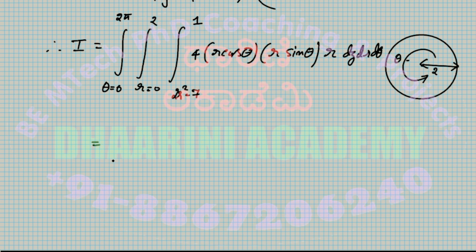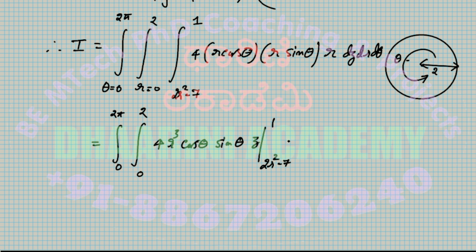Are you okay? Let's do the integration. So this is equal to the integral from 0 to 2 pi, 0 to 2. What happens when you integrate with respect to z? The terms remain as they are: 4r cube cos theta sin theta, into z, substituted from 2r square minus 7 till 1, dr d theta.